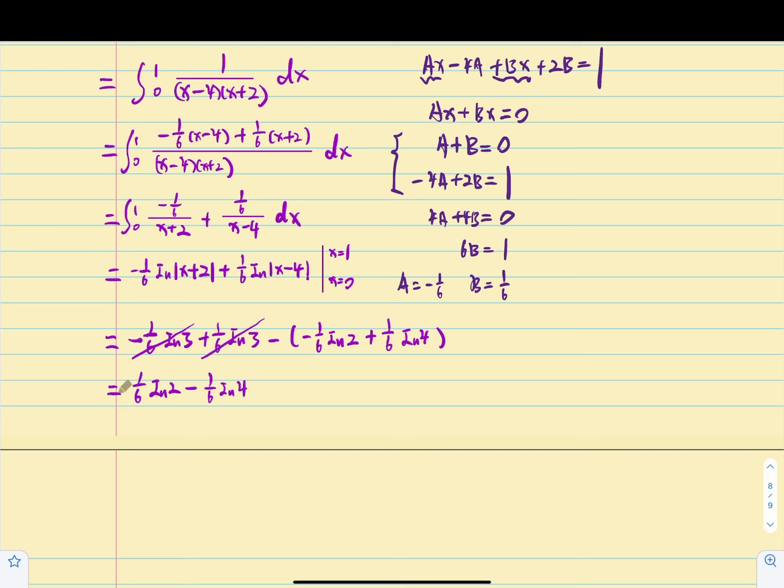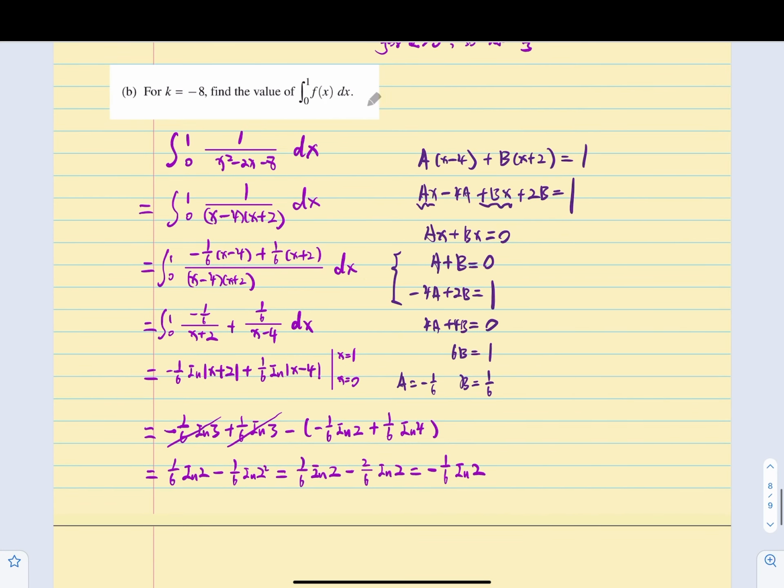And so here we can rewrite this thing as 1 over 6 of ln 2, because this 4 is 2 to the power of 2, that's 2 squared. So we can take it out. It's 2 over 6 ln 2. These two things can be subtracted. We get a negative 1 over 6 ln 2. Okay, so this is the answer.